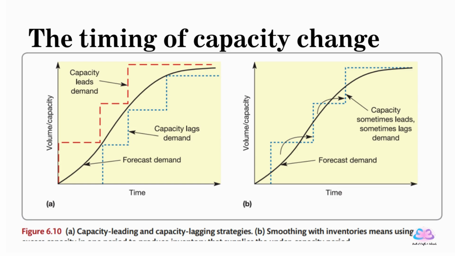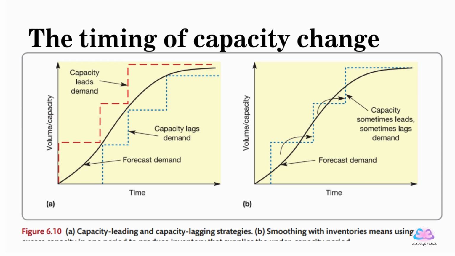Now, changing the capacity of an operation is not just a matter of deciding on the best size of a capacity increment. The operation also needs to decide when to bring on stream new capacity. For example, Figure 6.10 shows the forecast demand for the new air conditioning unit. The company has decided to build 400 units per week plants in order to meet the growth in demand for its new product. In deciding when the new plants are to be introduced, the company must choose a position somewhere between two extreme strategies.